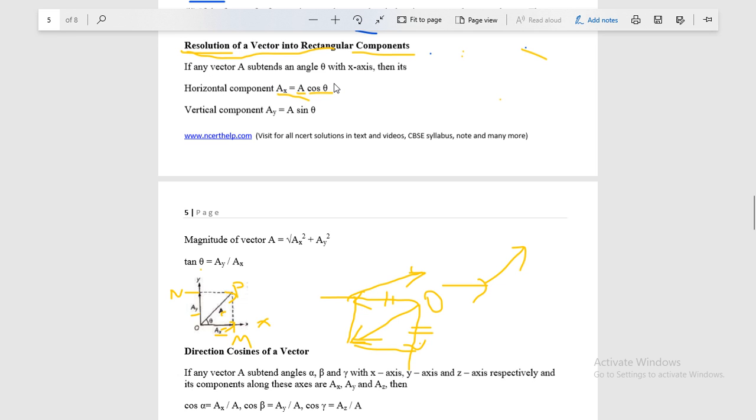So if you want to find out vector AX, you must know the magnitude of vector A, meaning the initial vector which is given, and the angle of that vector from the x-axis, you can see here. Similarly, if you want to find out this AY, you know that if this angle is theta, this angle must be 90 minus theta, because this total angle is 90 and this one is theta. So this angle must be 90 minus theta.